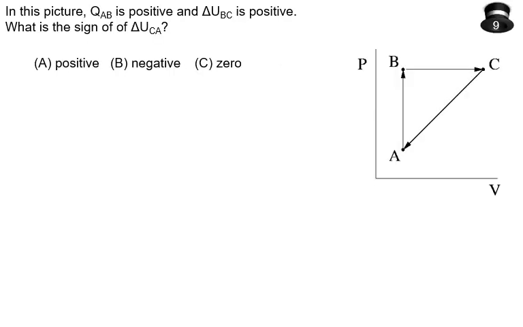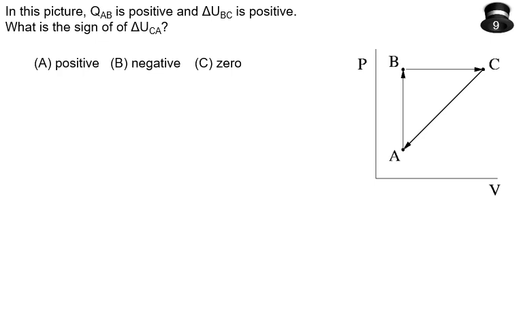Let's do a question here related to cycles. So in this picture that we have, the heat added to the system for A to B is positive. Okay, we're just telling you that. And the change in internal energy from B to C is positive. So the question is, what is the change in the sign of internal energy for the step C to A?